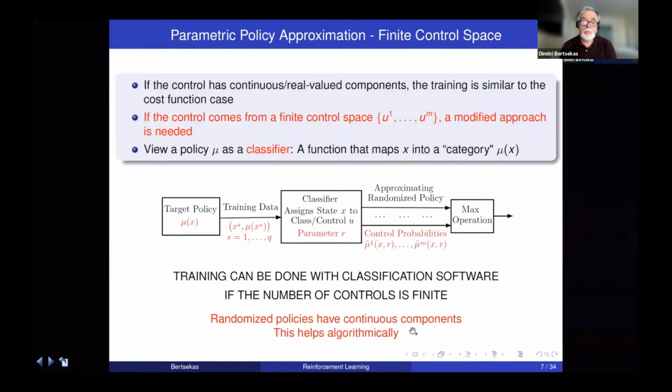Let me also mention that there is a reason why classifiers produce probability distributions, and this has to do with algorithms. There are algorithms that deal better with continuous outputs rather than discrete outputs. But this will not concern us, because we're not going to deal with the problem of classification and the algorithms for doing that in this course. We're going to leave parametric policy approximation at about this stage, and we're going to focus on cost function approximation in what follows in this lecture.